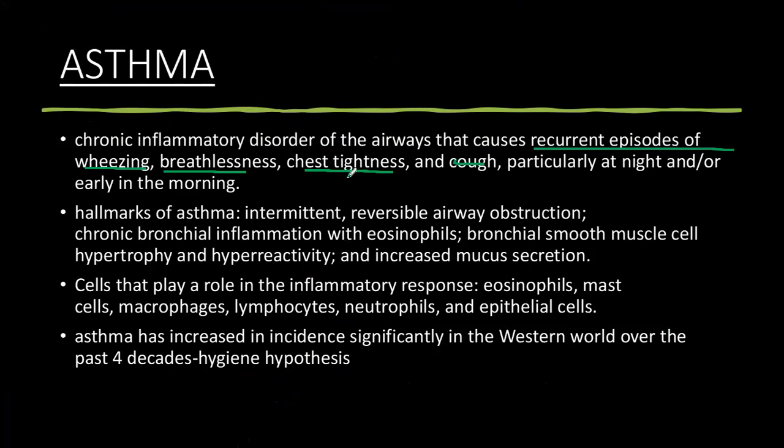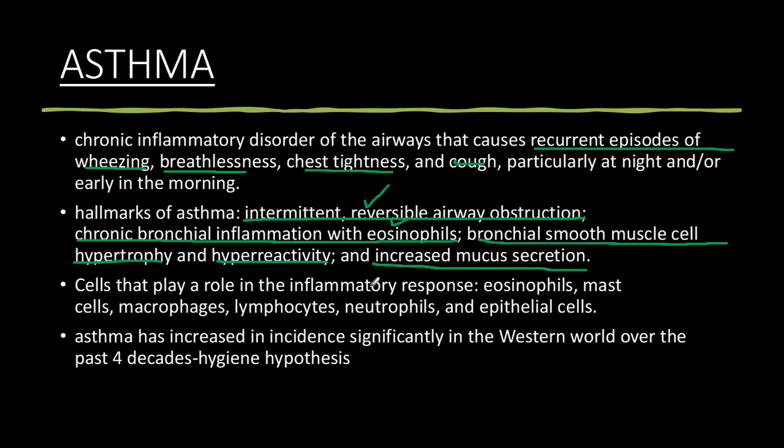Now, hallmarks of asthma. It is characterized by intermittent reversible airway obstruction. So note it is reversible. There is also chronic bronchial inflammation with eosinophils. There is also bronchial smooth muscle cell hypertrophy, and hyperreactivity or hyperresponsiveness. Also, there is increased mucus secretion. So if there is increased mucus secretion, you expect the number and the size of the goblet cells will be increased. So there'll be goblet cell hypertrophy and hyperplasia.